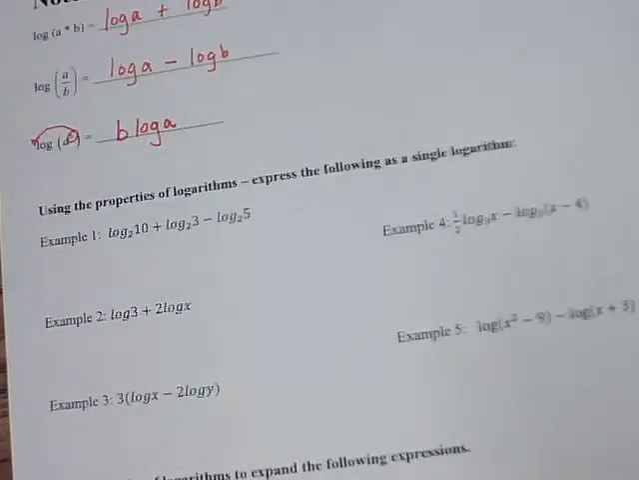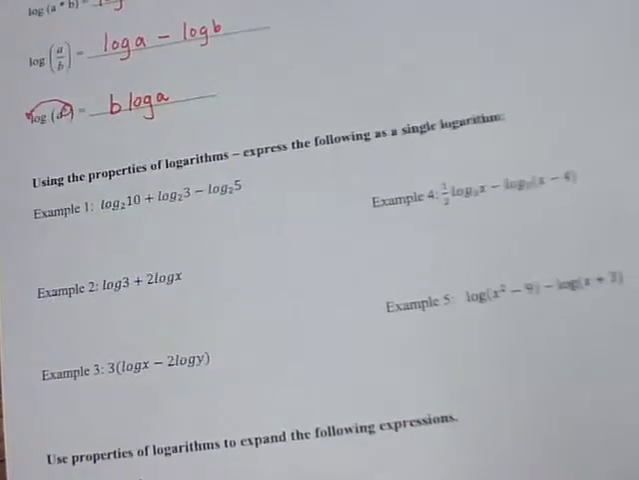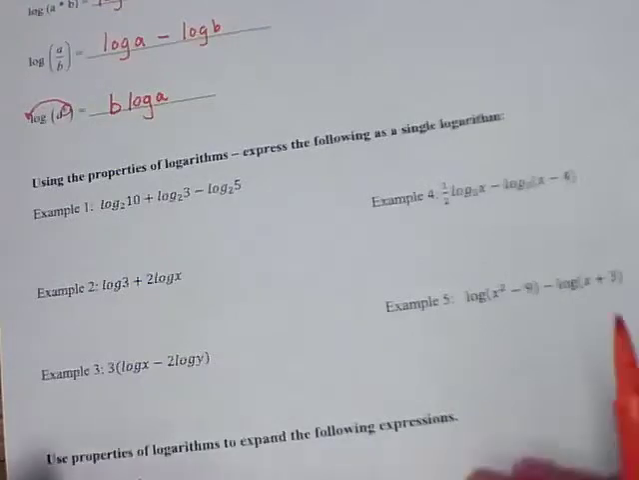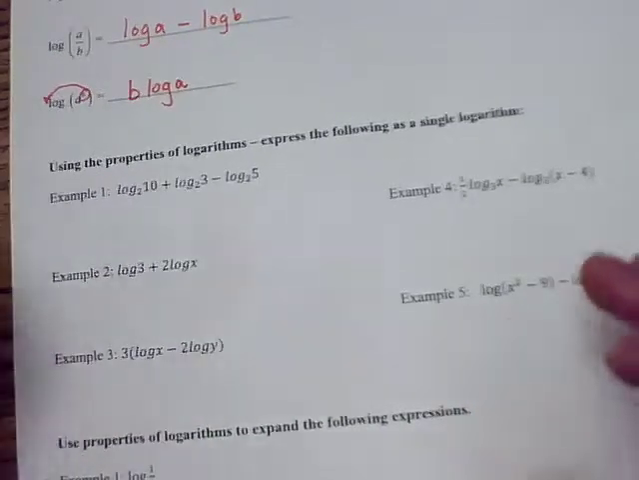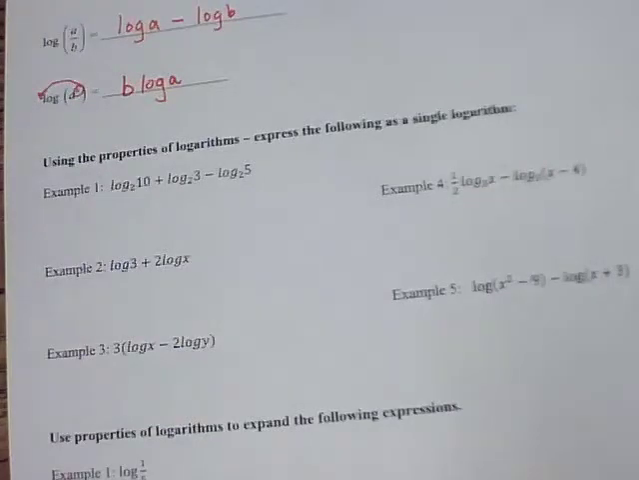So what we're doing today is we're going to condense and expand. And I'm pretty sure that your homework is mostly focusing on condensing today. So if I look at examples 1 through 5, we're all condensing them. We're writing them as a single log. That's what your homework is. Example 1 through 5 is what most of your homework is going to be.